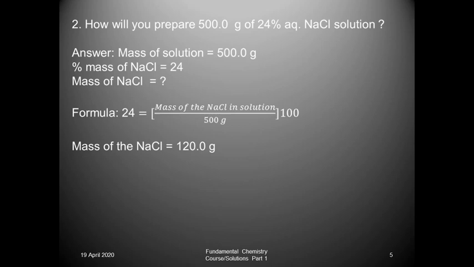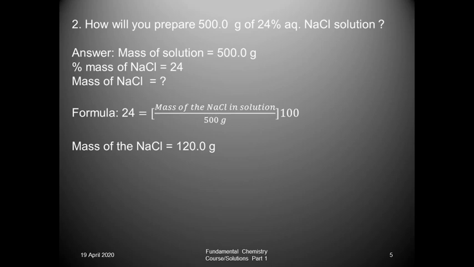What does it mean? If you want to prepare 500 gram of 24% aqueous NaCl solution, you have to weigh and take 120.0 gram of NaCl. You have to dissolve it first in some amount of distilled water, and then finally you must add some amount of water, the amount which finally gives you the mass of solution as 500 gram. This is how we can prepare the solution.